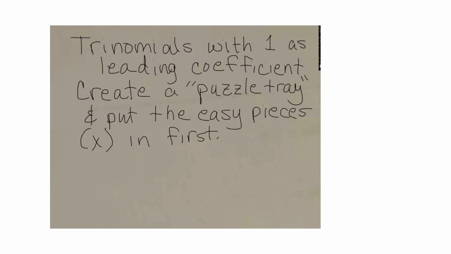I'm going to write just an example down here. So let's say x squared minus 3x minus 4. First we're going to create a puzzle tray, so that would be this. And then we're going to put the easy pieces, or x, in first. X there and x there.